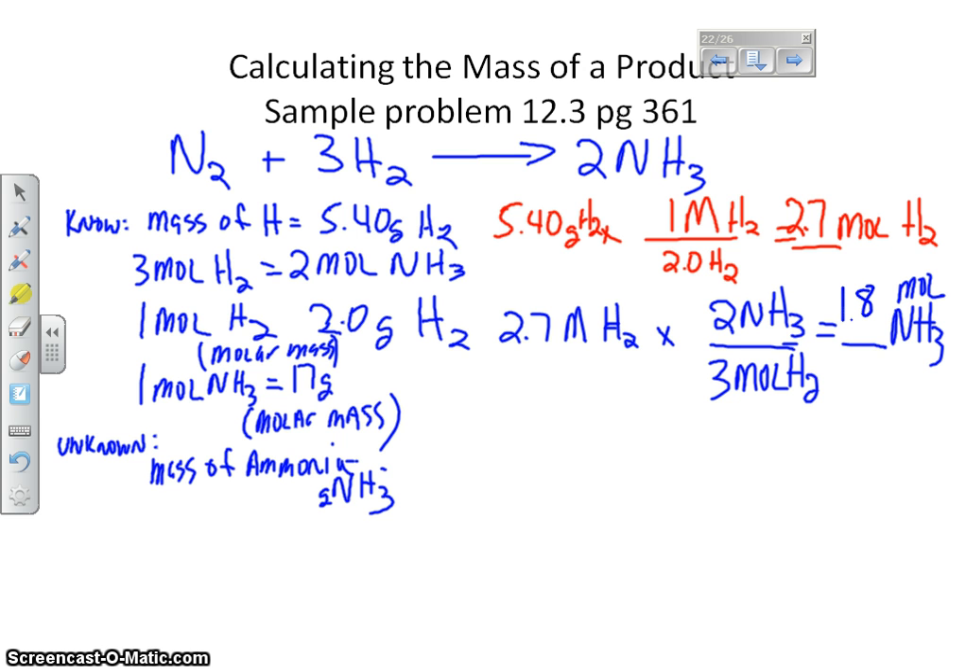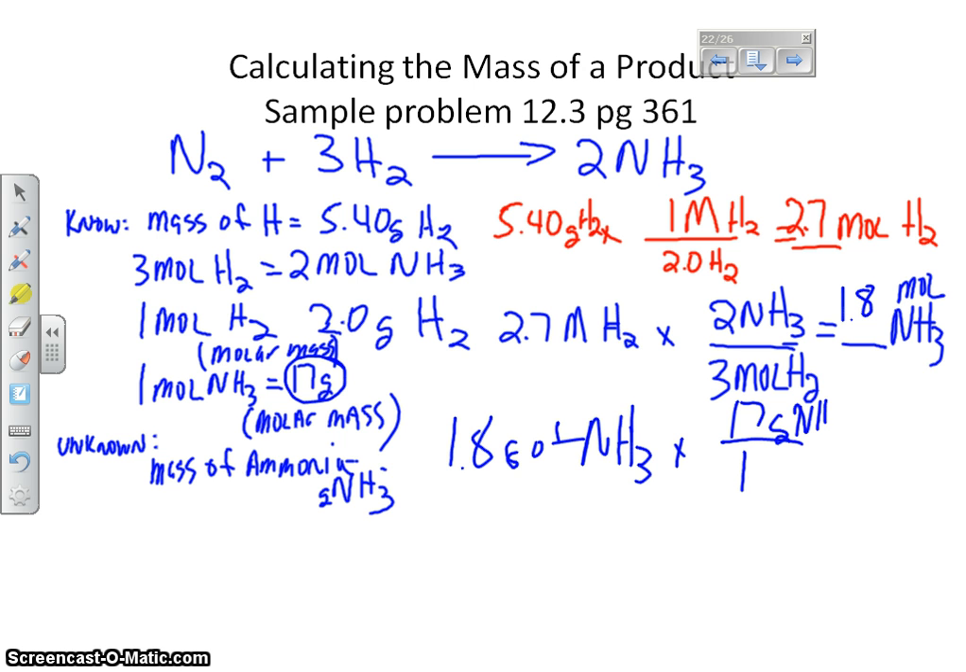Next step is to take moles and convert it into mass. So we take moles of the unknown, which is 1.8 moles of NH3, and we multiply that by molar mass of the unknown, which was 17 grams of NH3, equals, and it's going to come out to about 30.6 grams of NH3. And that is how we do that.